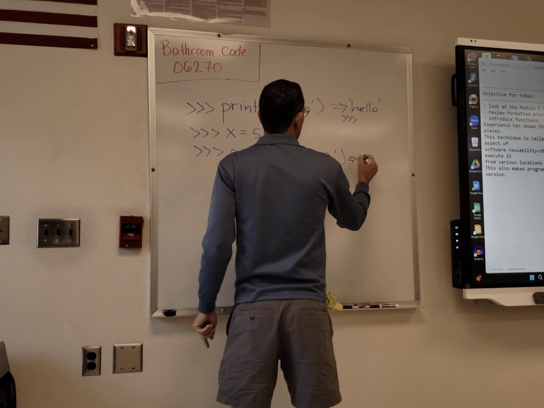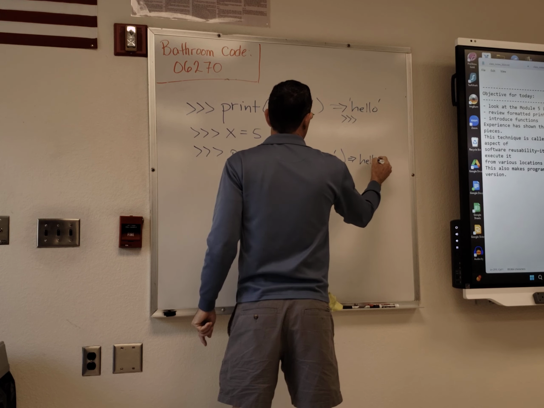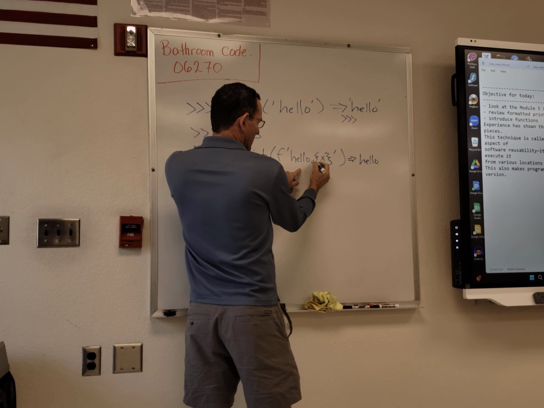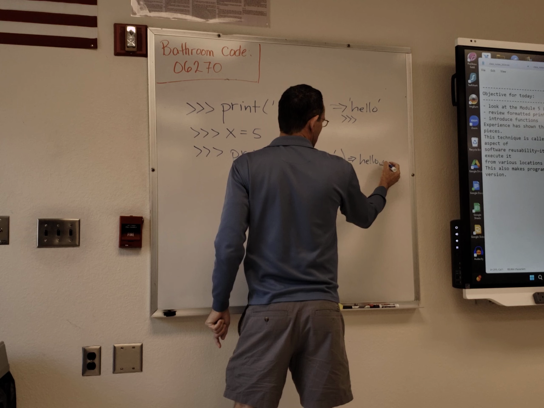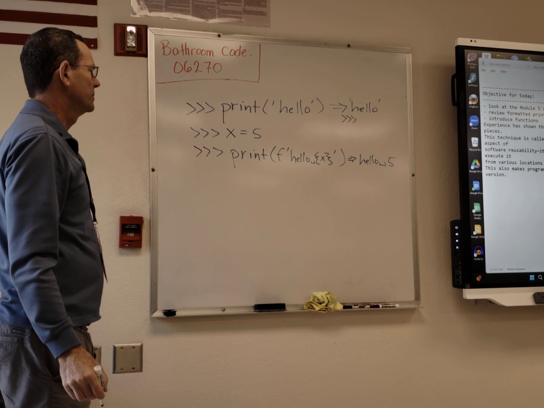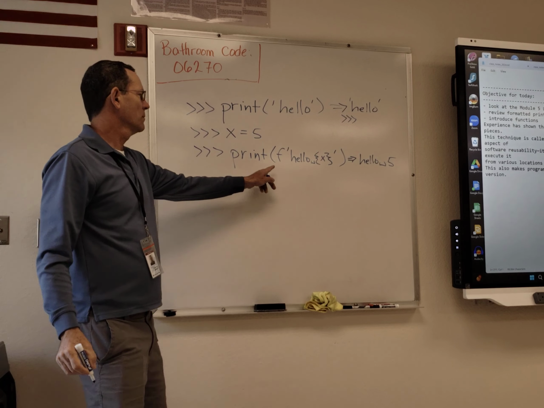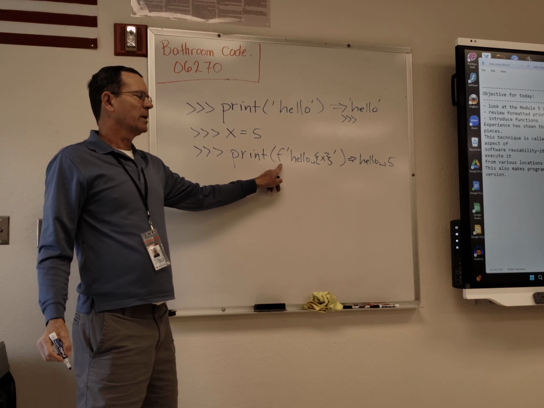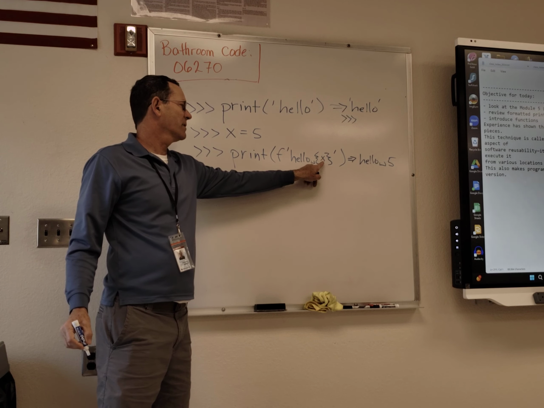And this is going to output hello with a space, because we have a space there. It prints out just like it is here, hello and 5. Okay? So this is what we call a formatted print. So we can put the value of the variables right inside here.